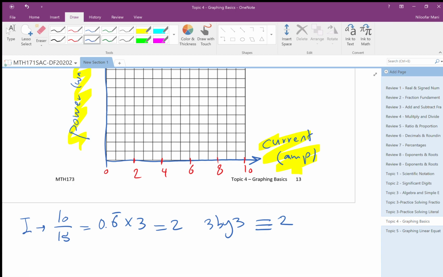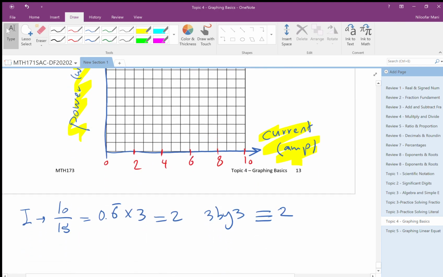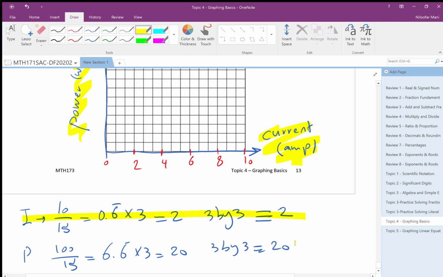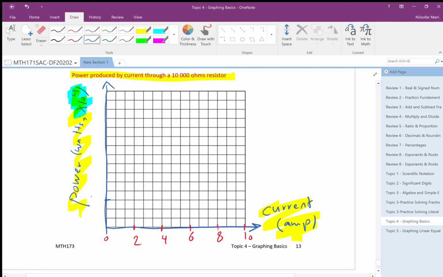Okay, the next one. The maximum for the next one is 100, right? For P, 100 divided by 15, the same thing. I have 6.6 repeating multiplied by 3, which is 20. So I do 3 by 3 equal 20. Perfect. So now I do 20, 40, 60, 80, and 100.